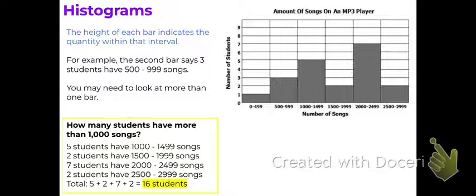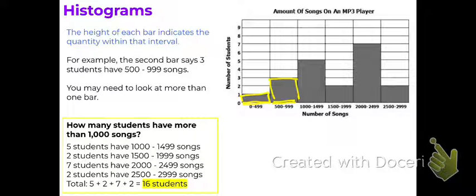Histograms, it's important to know that each bar represents the number within that interval. So the number here, it's saying songs, people that have 0 to 499 songs, there's one person. People that have 500 to 599 songs, there are 3 of them, and so on.